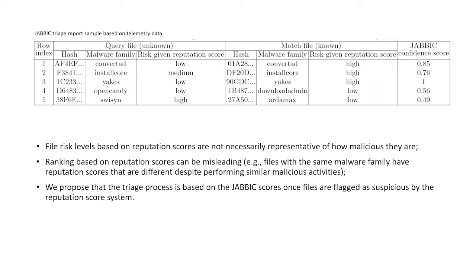So we expected that if two files with the same malware family performed similar malicious activities, they would have similar scores, but that's not always the case. So for this reason, we propose that the triage process is based on the Jabbic score once files are flagged as suspicious by the reputation score system, rather than triaging them purely based on the reputation scores.